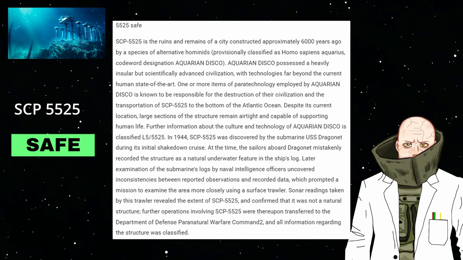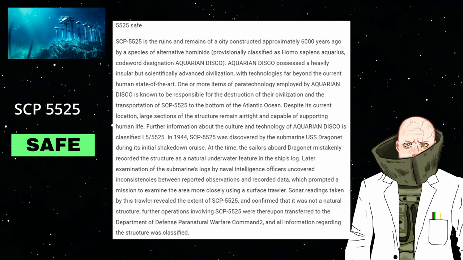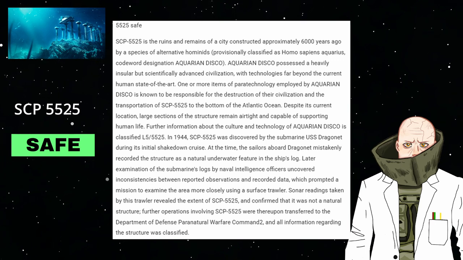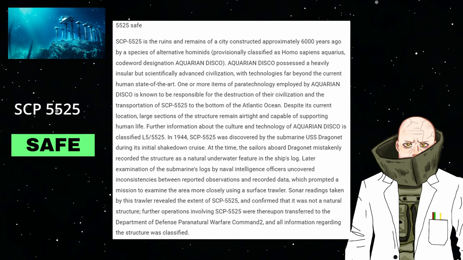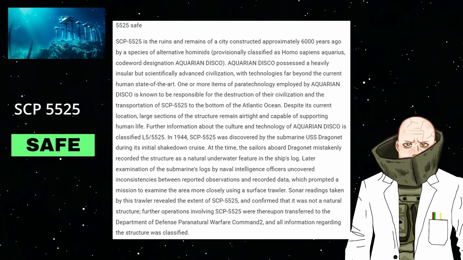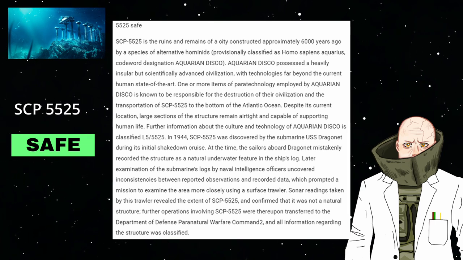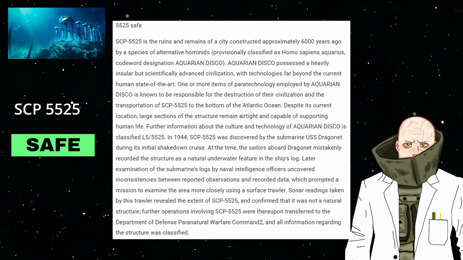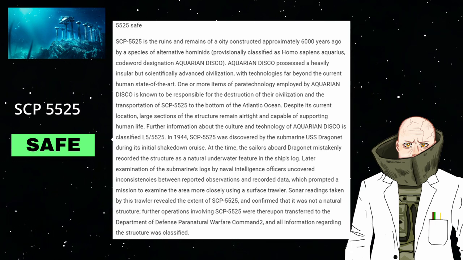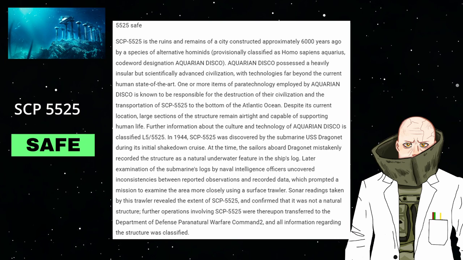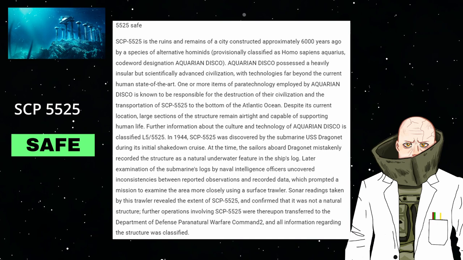In 1944, 5525 was discovered by the submarine USS Dragonet during its initial shakedown cruise. At the time, the sailors aboard Dragonet mistakenly recorded the structure as a natural underwater feature in the ship's log. Later examination of the submarine's logs by naval intelligence officers uncovered inconsistencies between reported observations and recorded data, which prompted a mission to examine the area more closely using a surface trawler. Sonar readings taken by this trawler revealed the extent of 5525 and confirmed that it was not a natural structure.